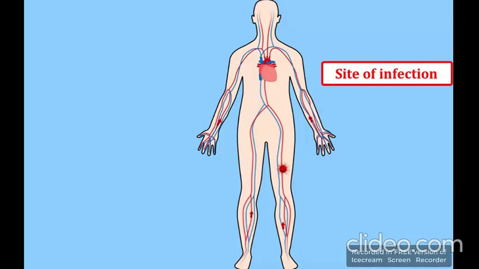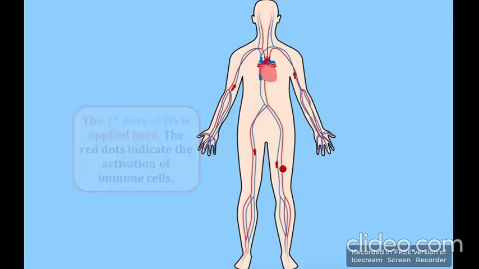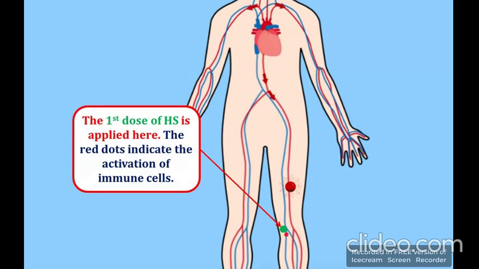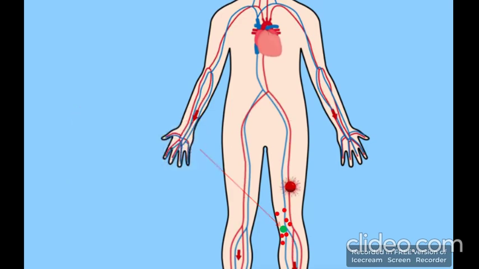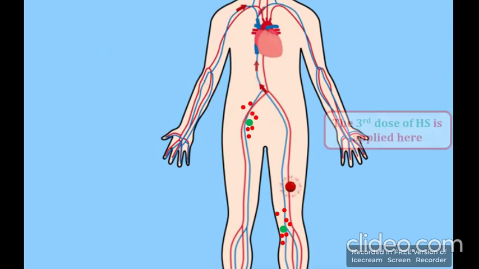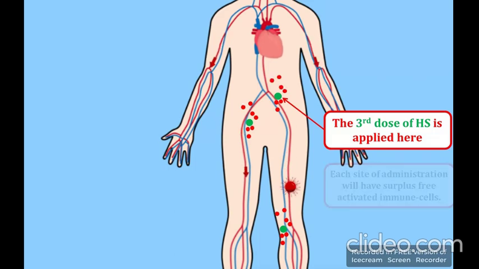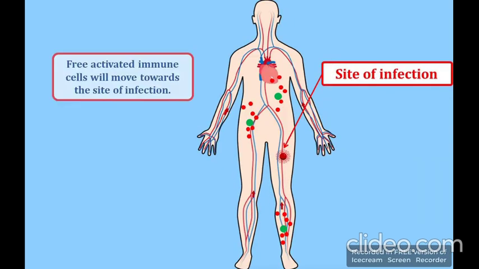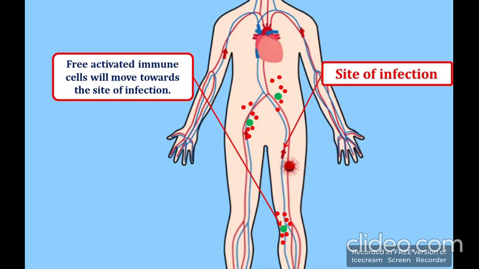This is the site of infection. The first dose of Hepar sulfur is applied here. The red dots indicate the activation of immune cells. The second dose of Hepar sulfur is applied here. The third dose of Hepar sulfur is applied here. Each site of administration will have surplus free activated immune cells. Free activated immune cells will move towards the site of infection.